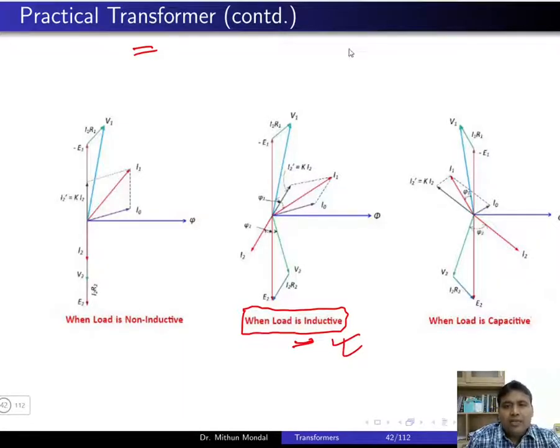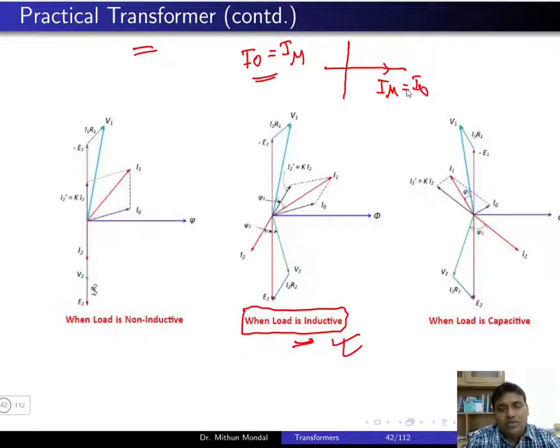So at the beginning, in the case of a transformer, we have discussed that for an ideal transformer you have I naught equal to I mu. So this we have discussed in the ideal transformer. Here you have the component I mu, which was equal to I naught in the case of a transformer.